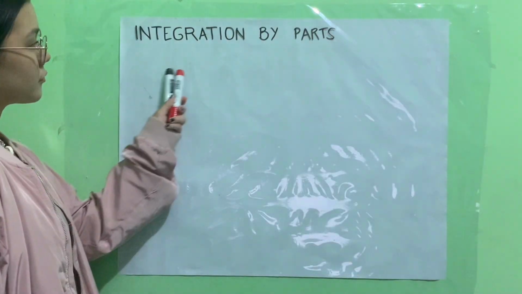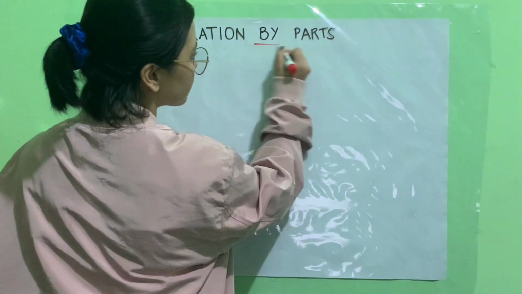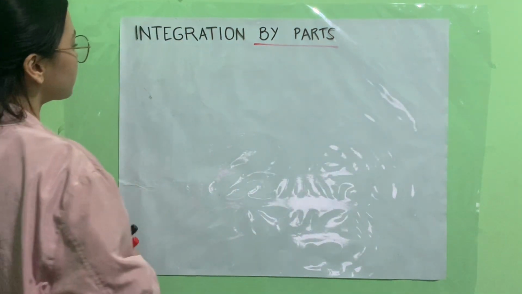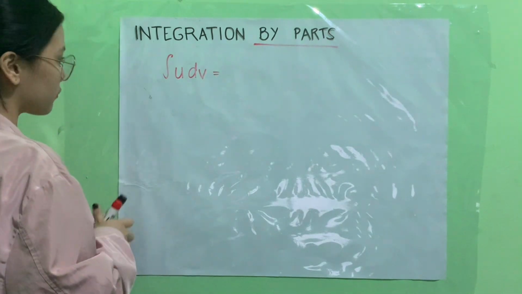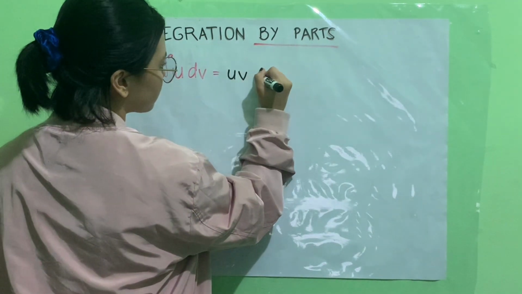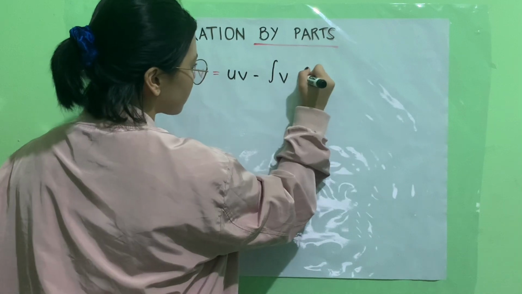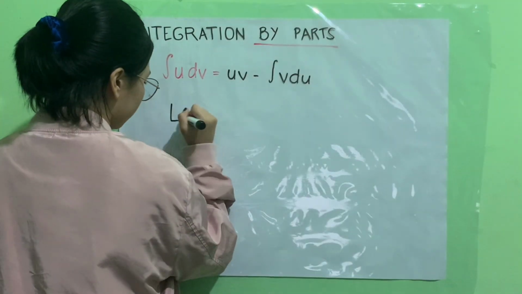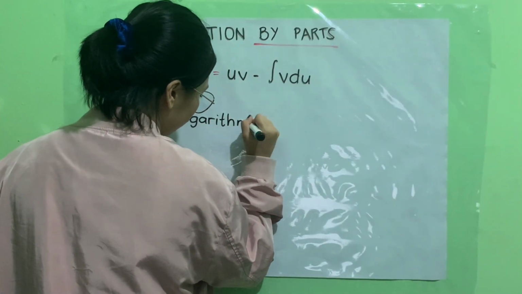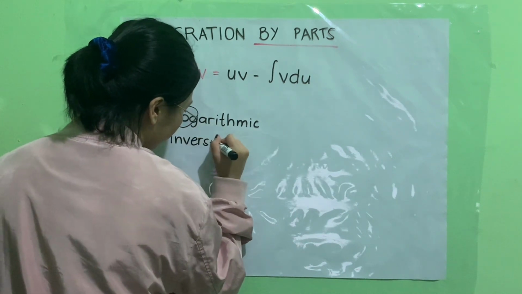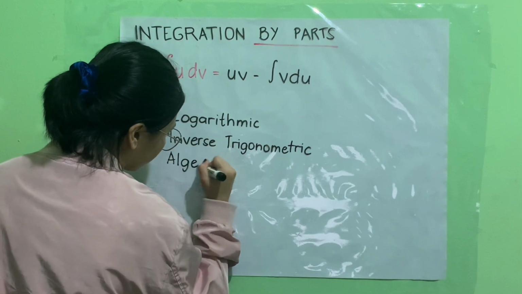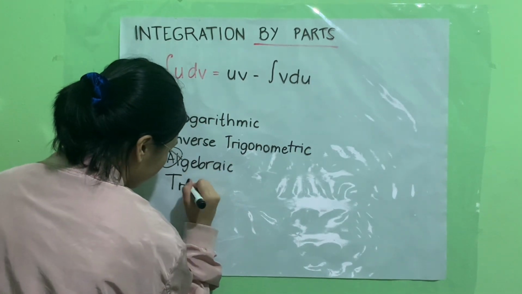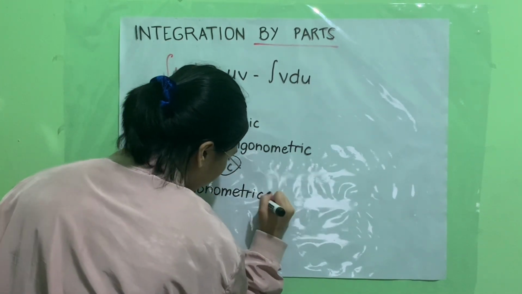The next concept is called integration by parts. This is used to integrate the product of two different functions. Here, we follow the formula uv minus the integral of v du. And we use what is called the LIATE rule. It stands for logarithmic, inverse trigonometric, algebraic, trigonometric, and exponential.